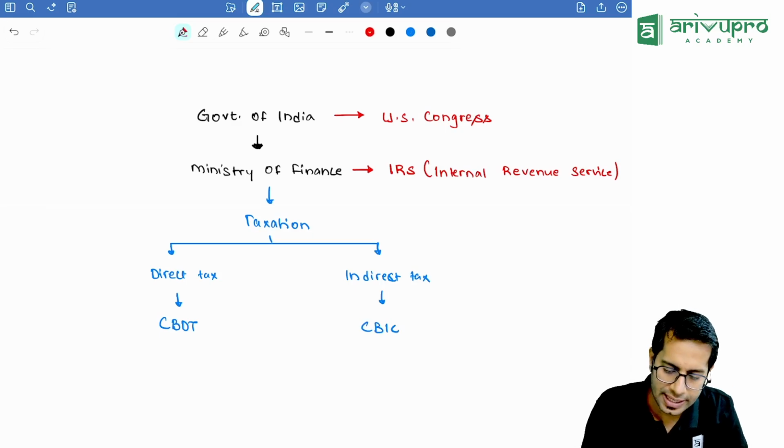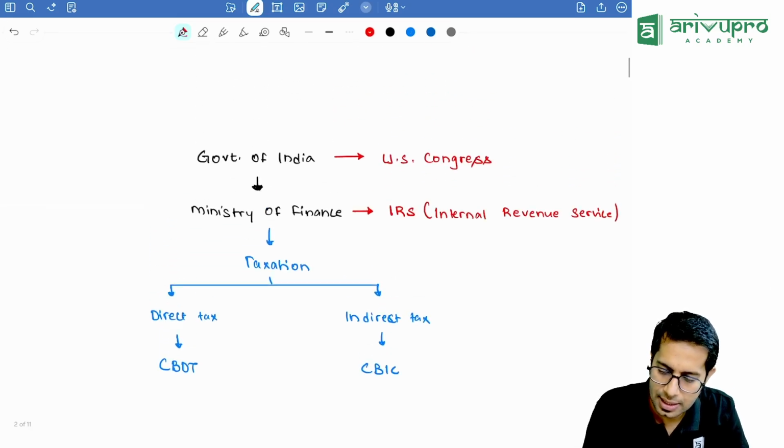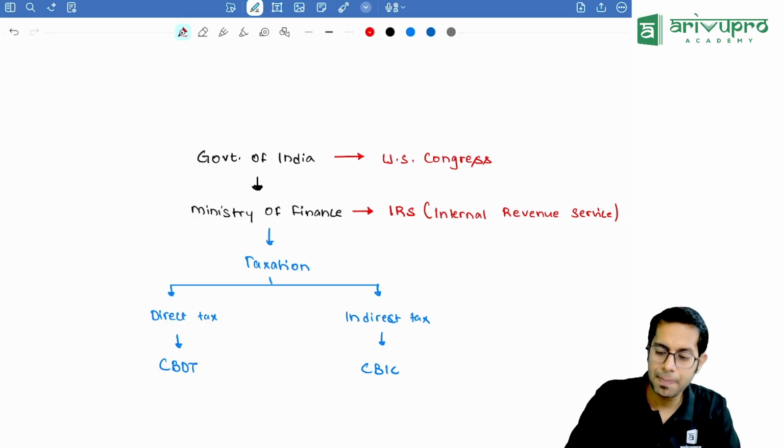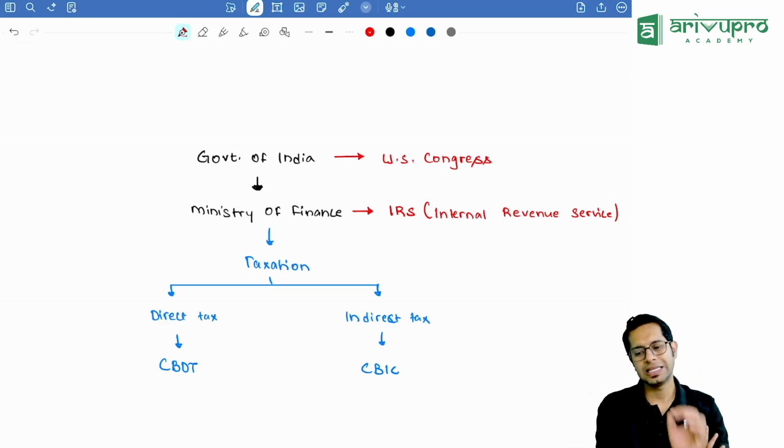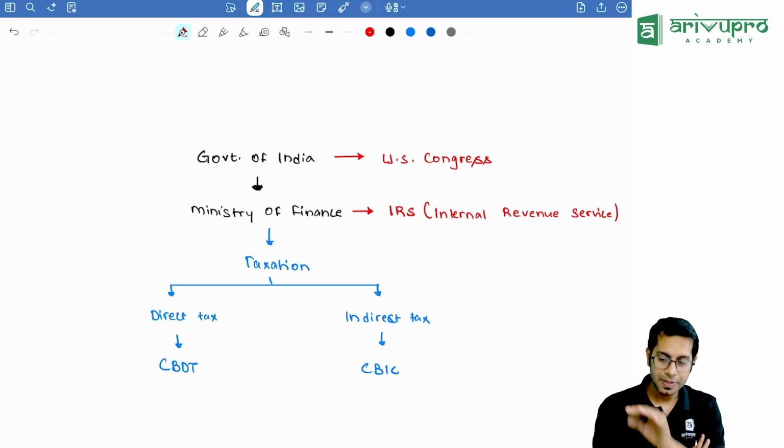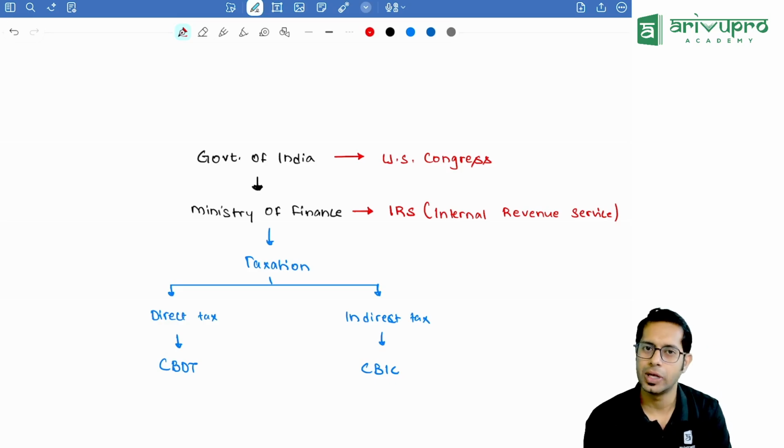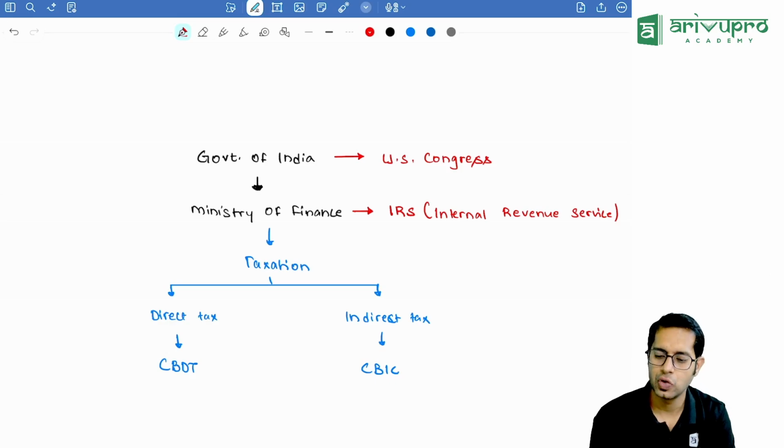Now you can say in short, the Department of Taxation in the US is the IRS. Specifically, the department with respect to income tax in the US is the IRS, Internal Revenue Service. So the Internal Revenue Service is the legal authority.